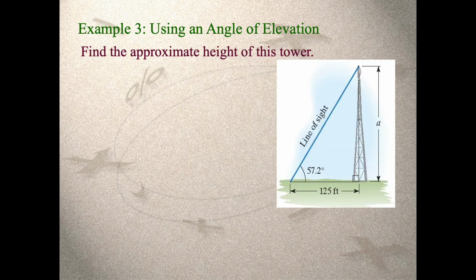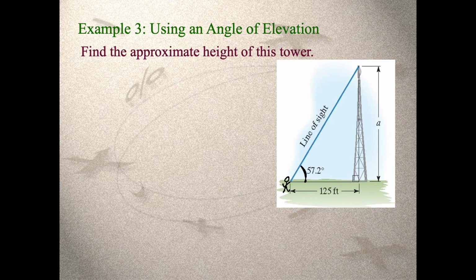So taking a look at example number 3. We want to find the approximate height of this tower. So imagine that you're standing on the ground. Here's our little stick figure standing on the ground. Hello. And so we want to approximate how high this tower is. Well, there's a couple ways we can do that. We know the distance from the person to the base of the tower. It's 125 feet. And using a tool, we can measure the angle of elevation, which is 57.2 degrees.